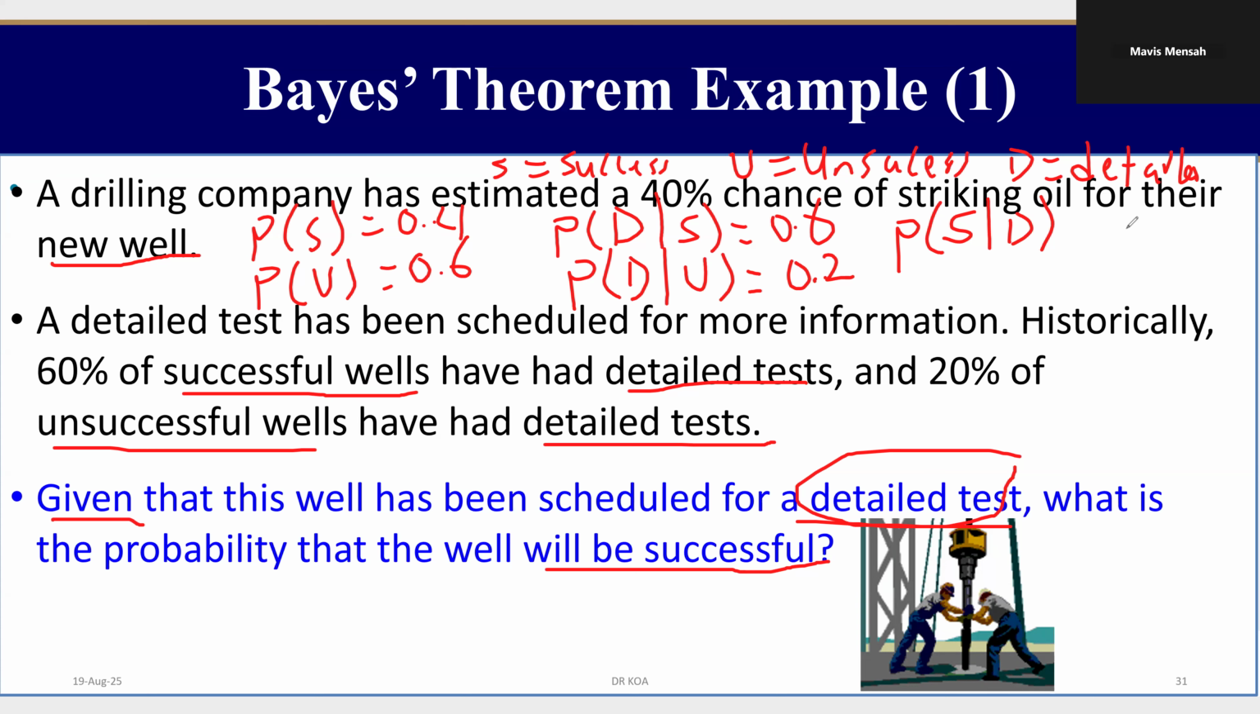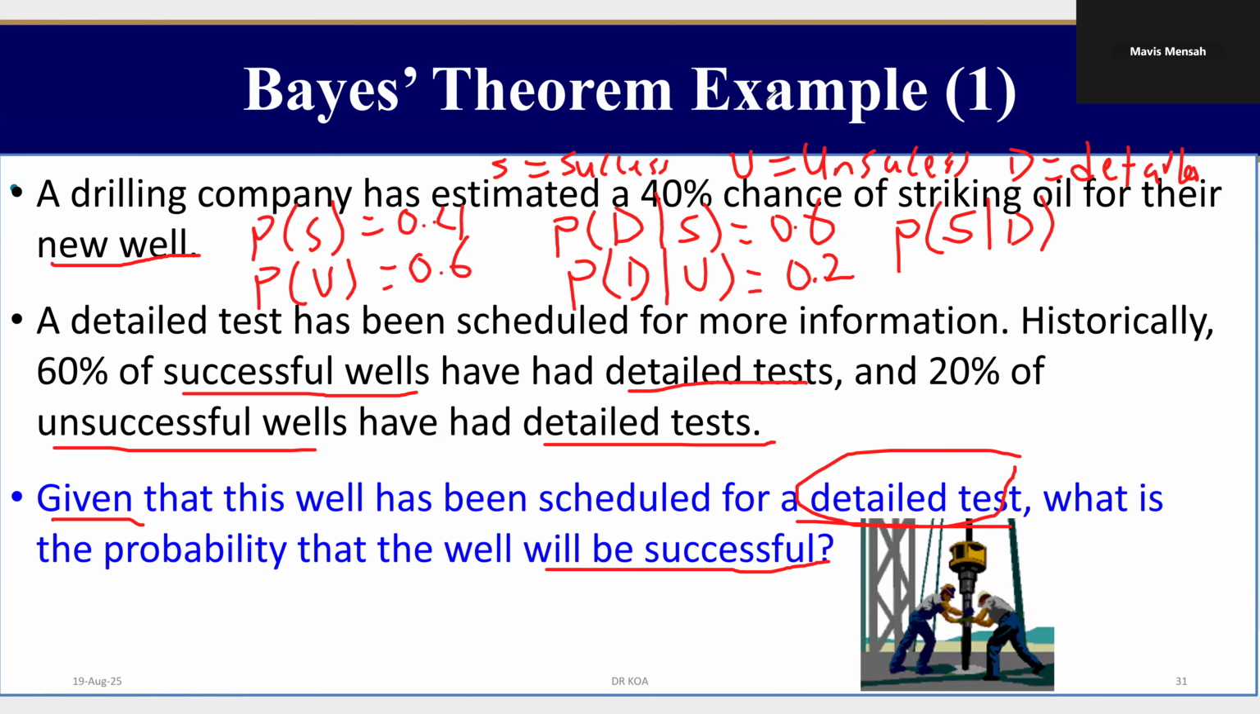I'm a bit confused. It says, what's the probability that the well will be successful, given that you've been scheduled for a detailed test? So I was thinking it would be P(S) over D instead. So probability of success given detailed. Which one? That's what I've written. Probability of successful given detailed. Oh, okay. That's what we are going to find.